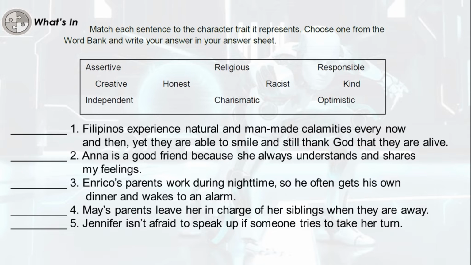1. Filipinos experience natural and man-made calamities every now and then, yet they are able to smile and still thank God that they are alive. 2. Anna is a good friend because she always understands and shares my feelings. 3. Enrico's parents work during night time, so he often gets his own dinner and wakes to an alarm. 4. May's parents leave her in charge of her siblings when they are away. 5. Jennifer isn't afraid to speak up if someone tries to take her turn.